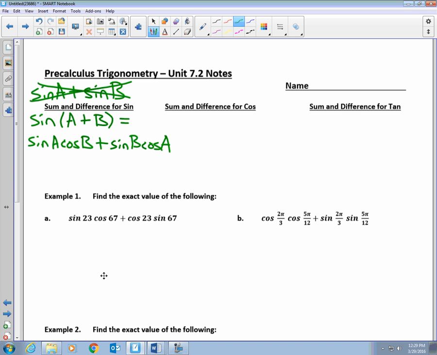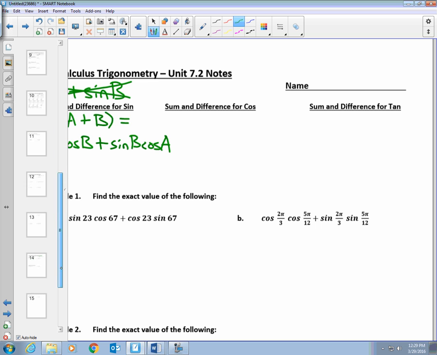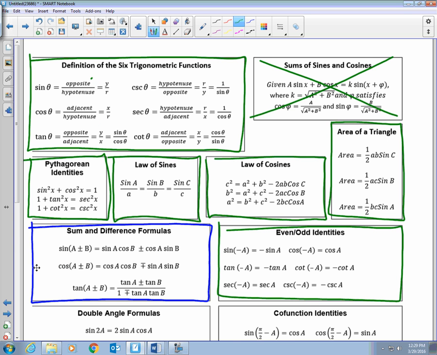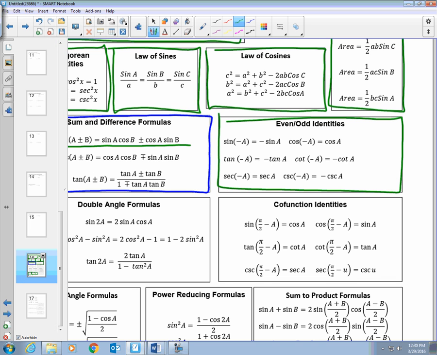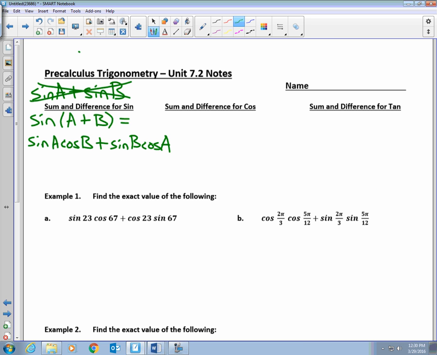Now again, if we look back at our formula sheet, you can see that that formula is listed right here. I maybe switch the sine of B and cosine of A. It doesn't matter. Multiplication is commutative. It's fine. It'll work out. As you can see, your formula sheet has a plus and a minus. And so what that means is as you look back at the beginning, it does say sum and difference formula. So if it's sum, it stays sum here. If it's difference, it's difference down here.